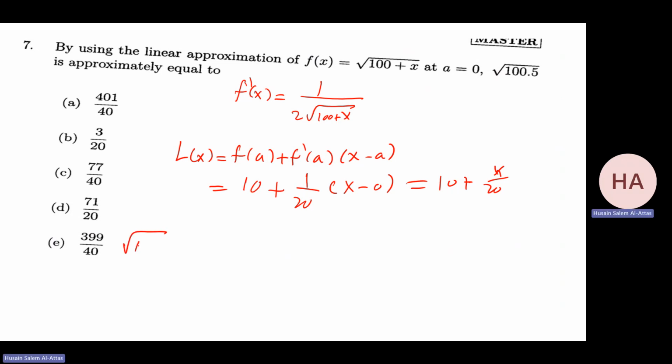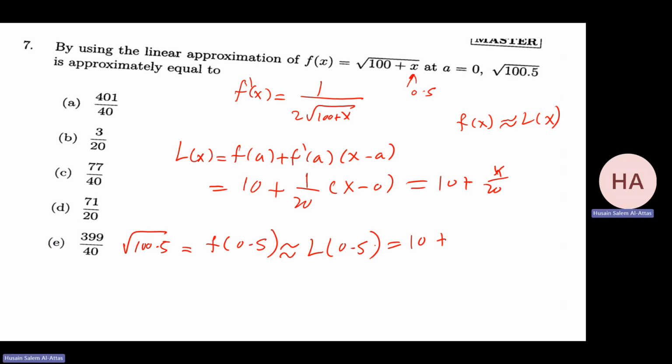Now square root 100.5 is f of 0.5, since this is 0.5, so I have square root 100. I will approximate f of x using L of x. That will be approximately L of 0.5, which is 10 plus, what is it, 0.5, a half over 20. That will be 10 plus 1 over 40. So it will be 400 plus 1, 401 over 40, which is this.